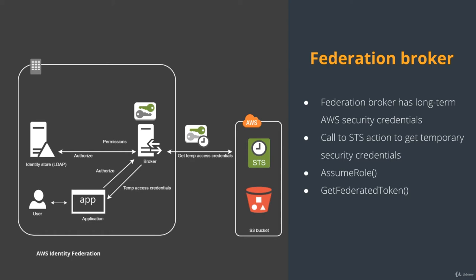After authenticating internally, Federation Broker will submit a request to one of the following STS actions: assume role or get federated token. Request to STS is signed with long-term AWS security credentials used by Federation Broker. The request can include optional policy or scope policy. It is the JSON format. It's used to further restrict access permissions that are associated with temporary security credentials.